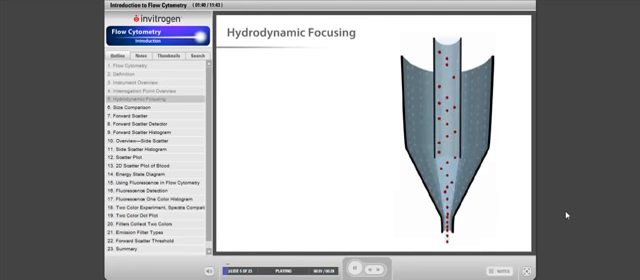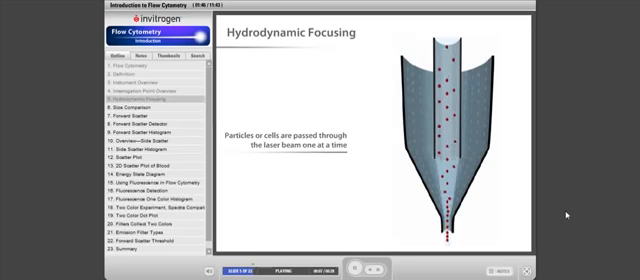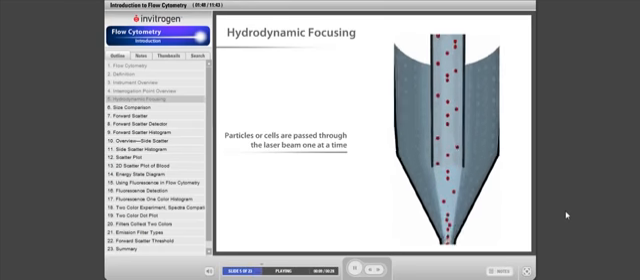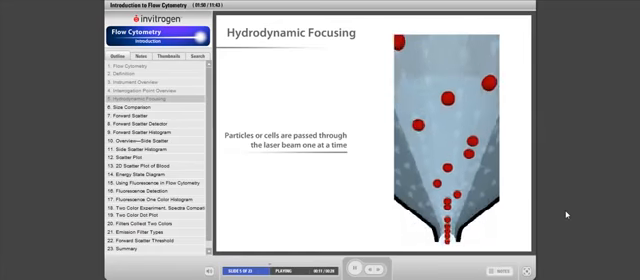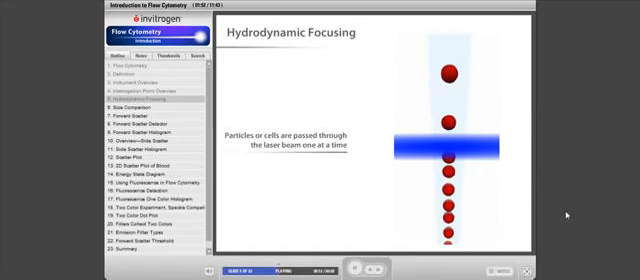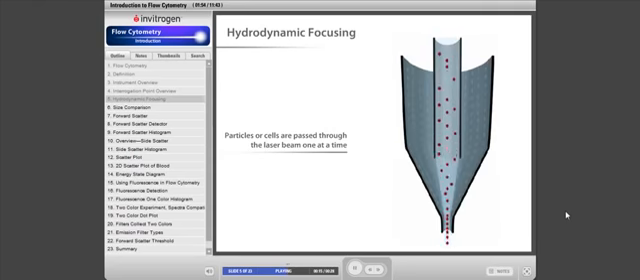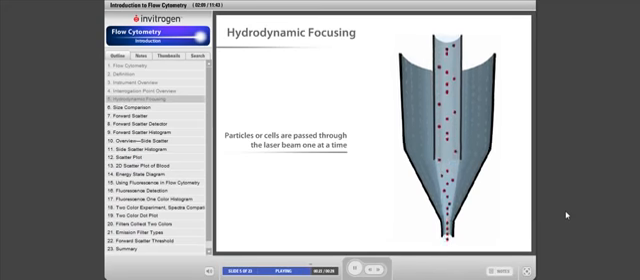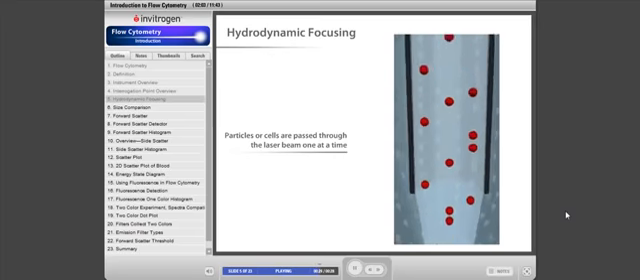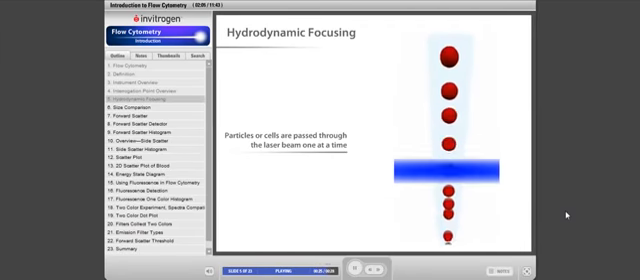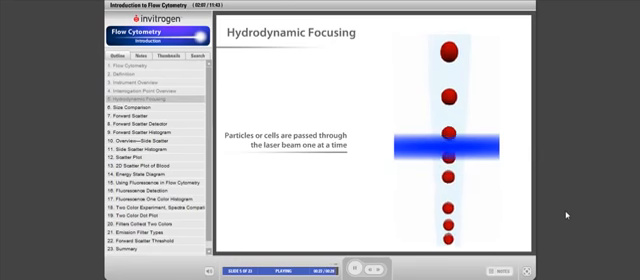Here we see how the sample is transported through the interrogation point. For accurate data collection, it is important that particles or cells are passed through the laser beam one at a time. Most flow cytometers accomplish this by injecting the sample stream containing the cells into a flowing stream of sheath fluid or saline solution. As you can see, the sample stream becomes compressed to roughly 1 cell in diameter. This is called hydrodynamic focusing.